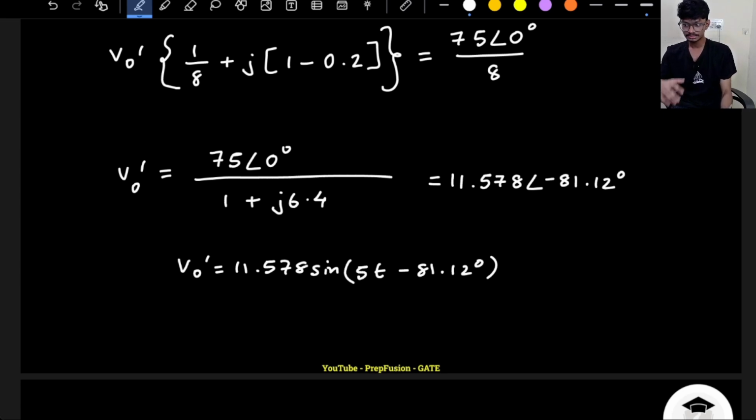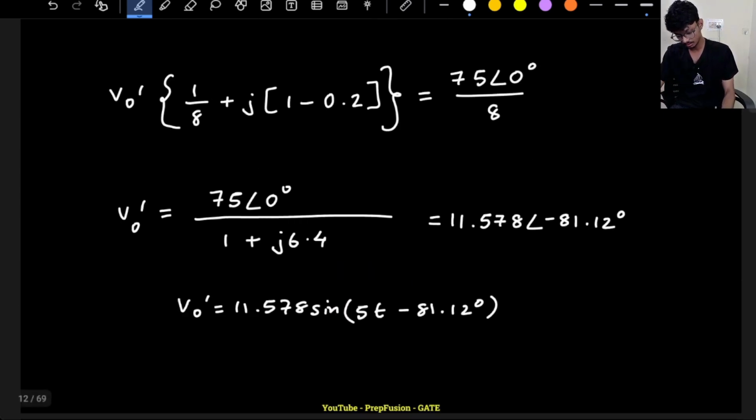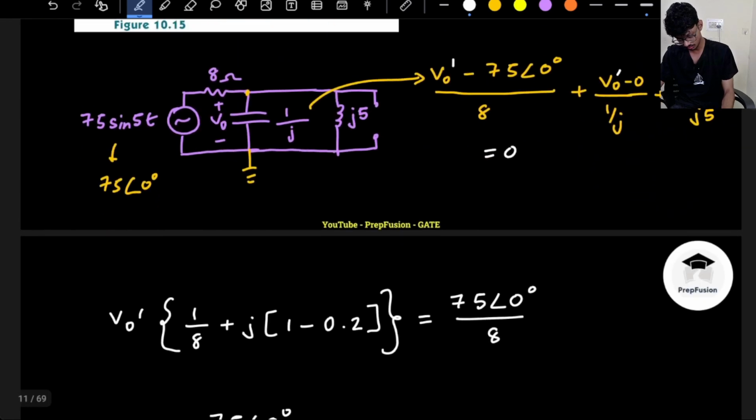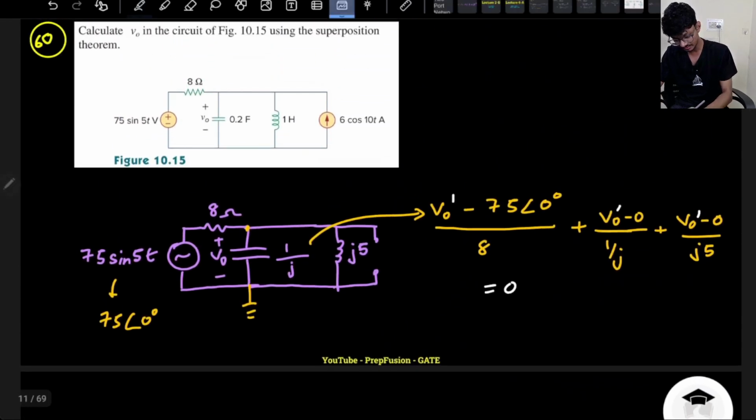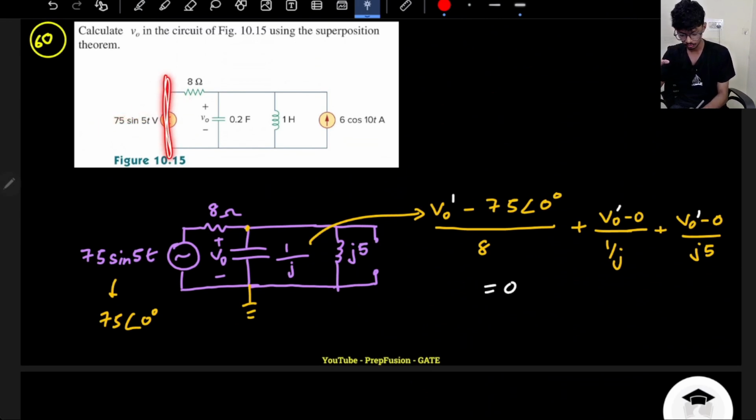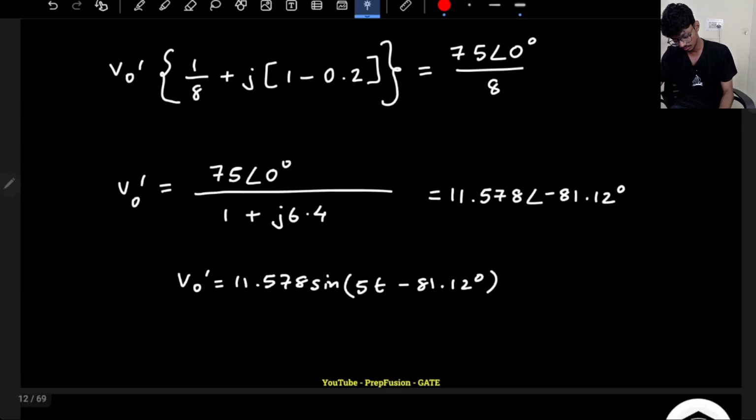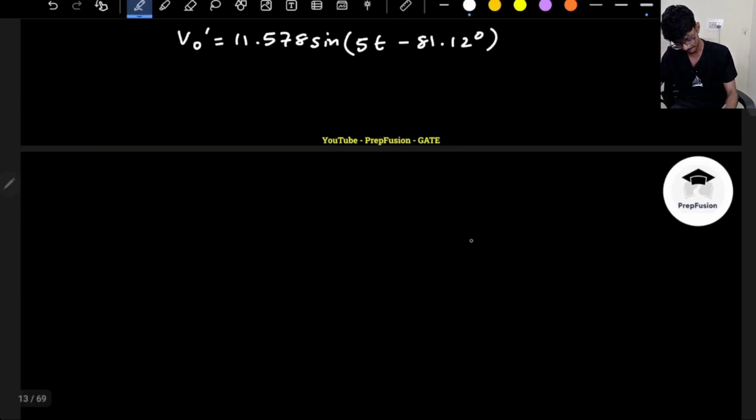Okay, now let us calculate the voltage due to the current source. So if I have to deactivate this voltage source, how do I deactivate? I make it 0. How do you make a voltage source 0? You do short circuit, because the voltage across it is 0. Okay, so you will short circuit this voltage source.